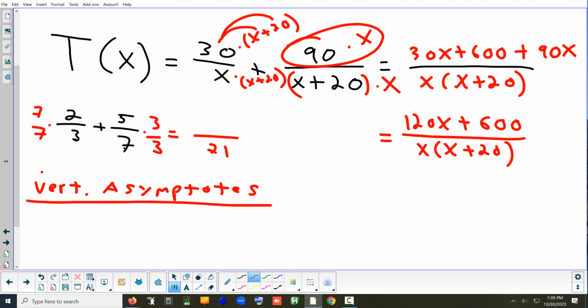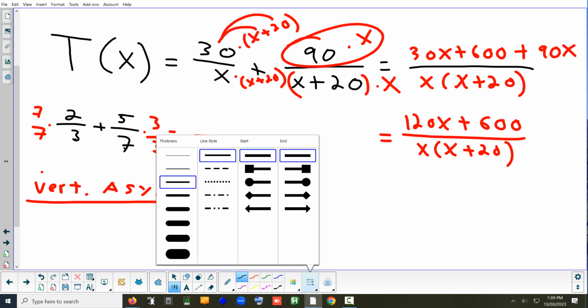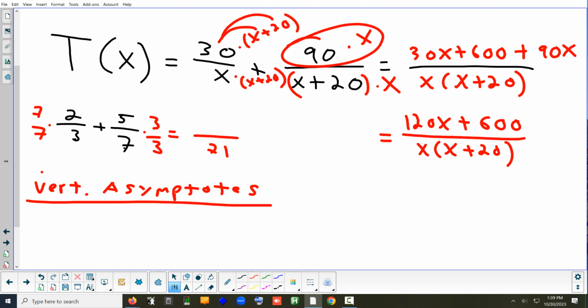Vertical asymptotes are where the denominator equals 0. The denominator is already factored. Does anybody see what number you could plug in here to make that first factor 0? 0. And when you write the equation of a vertical asymptote, it's always x equals. Does anyone see the other number you could plug in that would make the second factor 0?